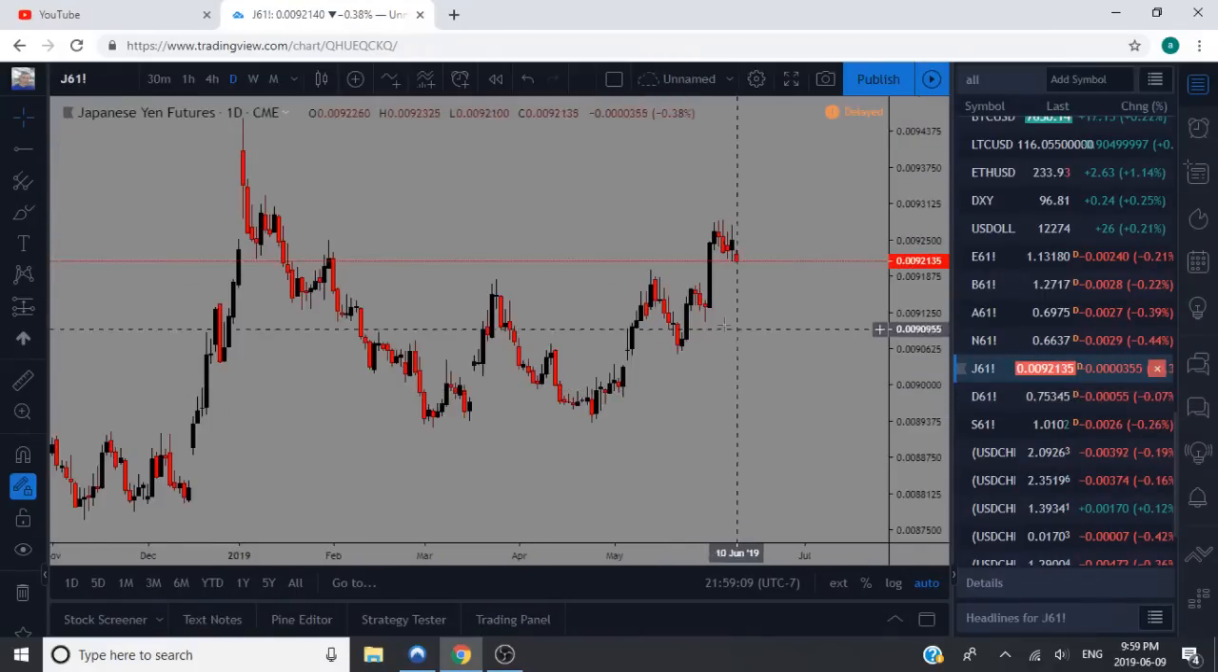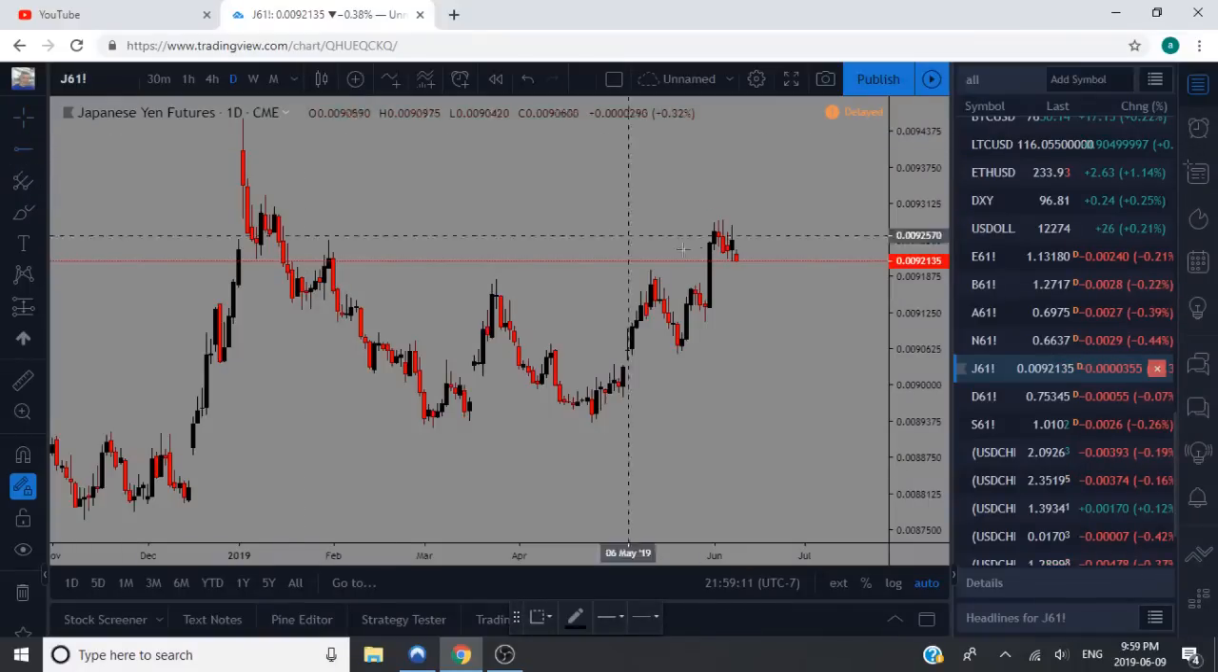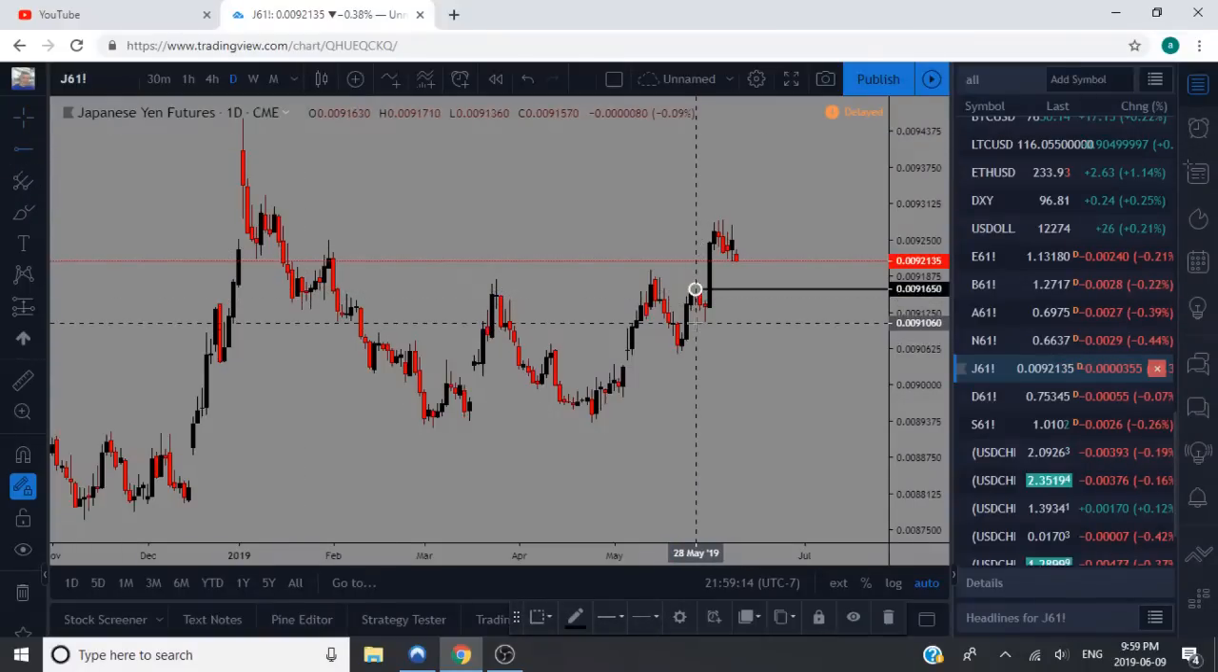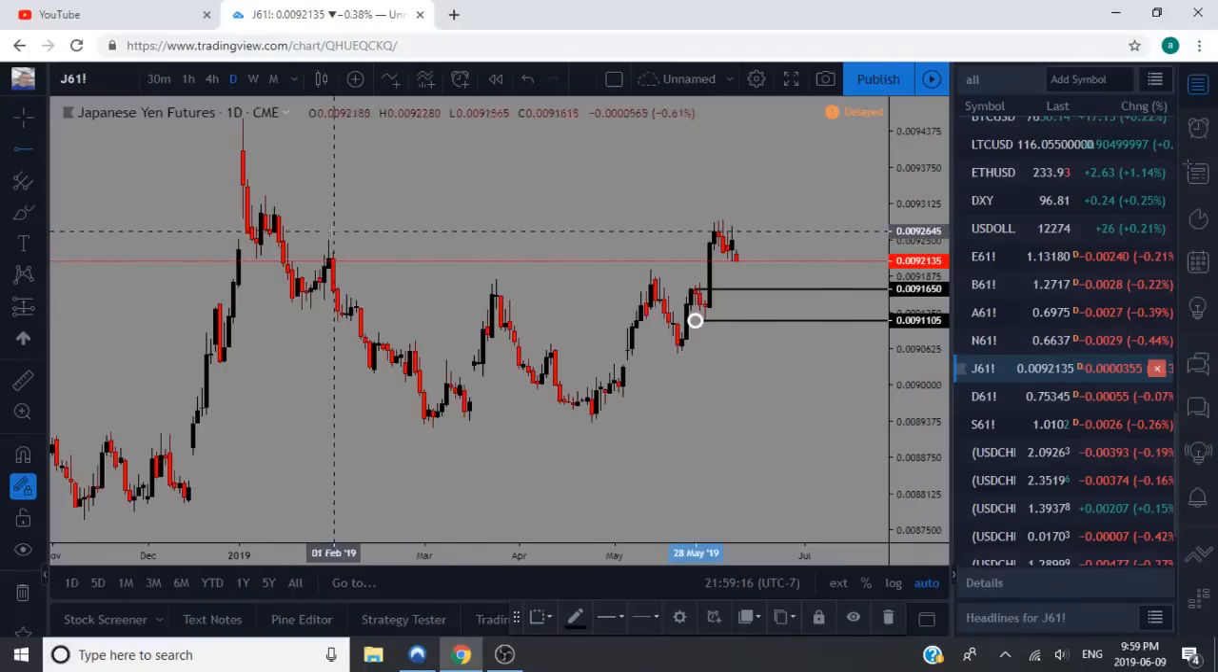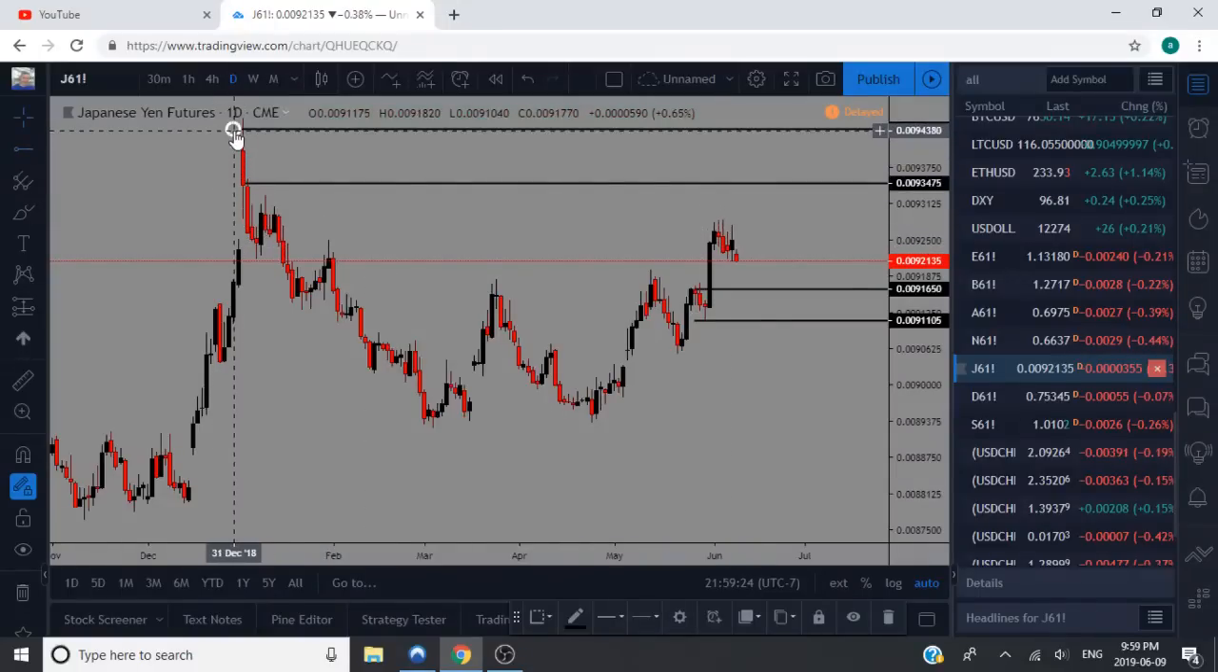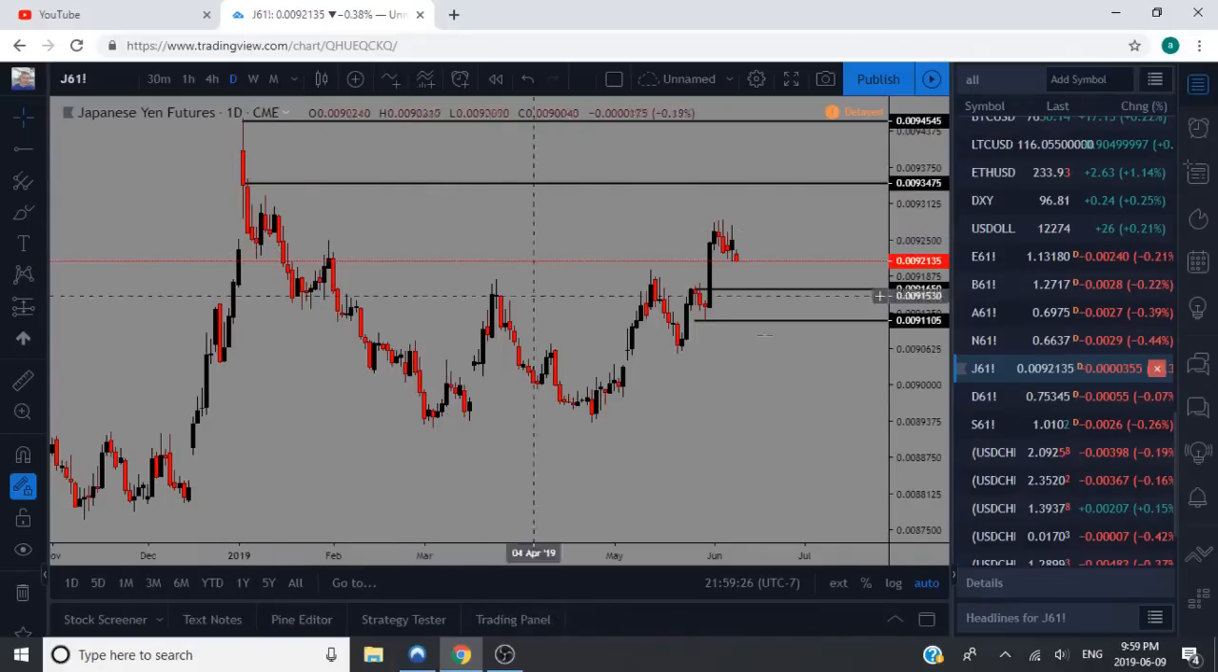Yen, let's start with the yen. Let's go demand there. And as for supply, we are bouncing off this supply right now. It has been tested twice. Next fresh one, I would look to go up here. So clearly in that uptrend right now, nothing too great. I'd wait for price to come back down into the zone.